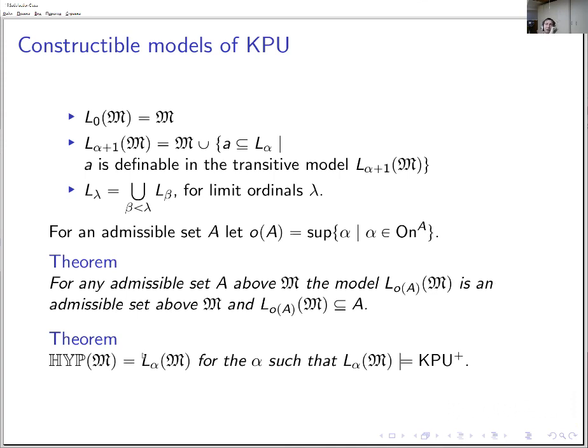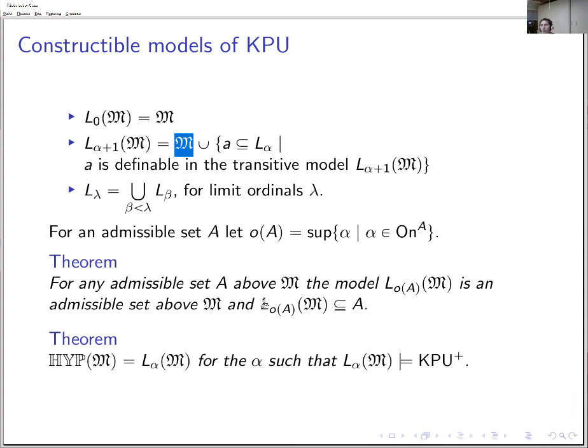So we consider constructible models of KPU. The constructible sets over a given model M are defined by straightforward transfinite recursion. It's more or less the same as the usual definition of the constructible universe, however relativized to a model M. So we start with the empty set, we start with model M, and on a successor stage we take the union of M and all definable subsets of the previous level.